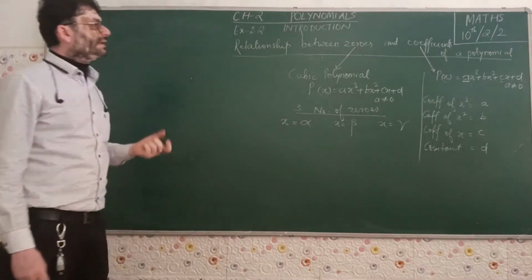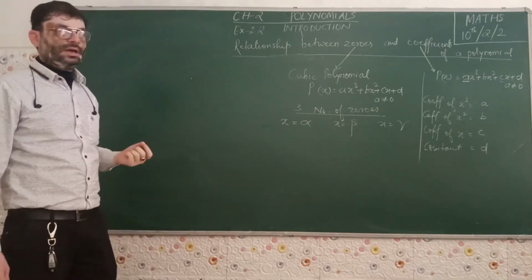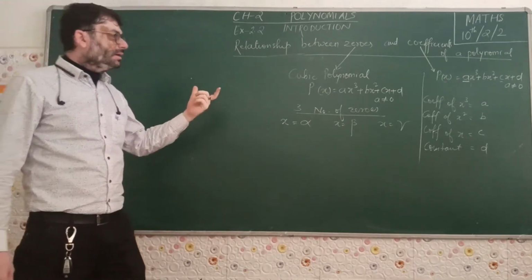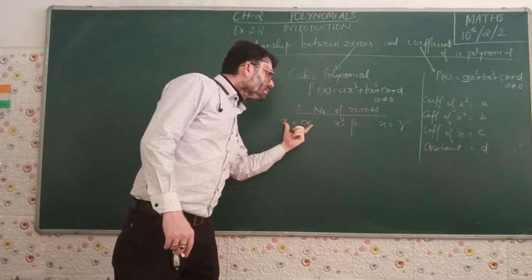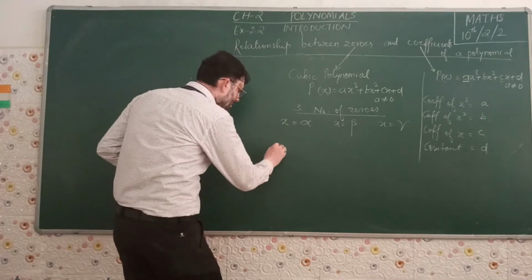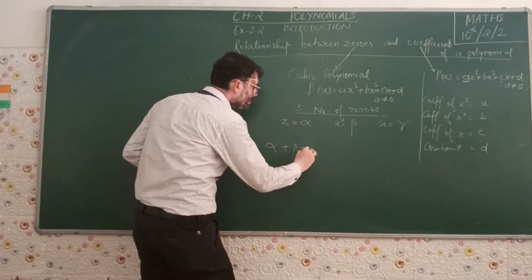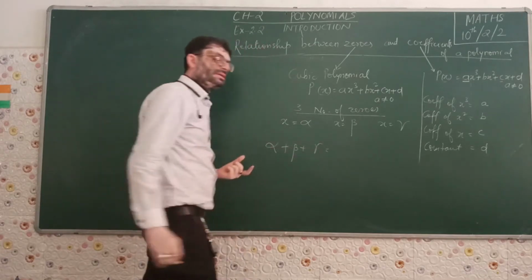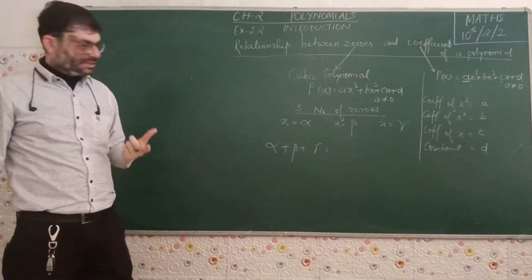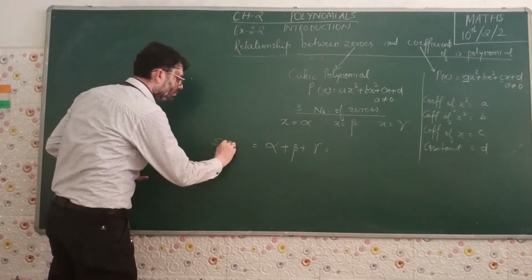Now we need to develop the relationship between the zeros and the coefficients of a cubic polynomial, taking the zeros one at a time. That means we can take, say, alpha plus beta plus gamma. These are the sum of zeros, what we call the sum of zeros.